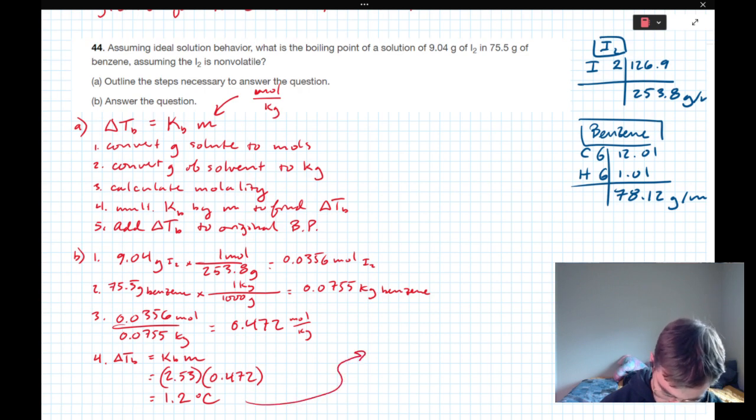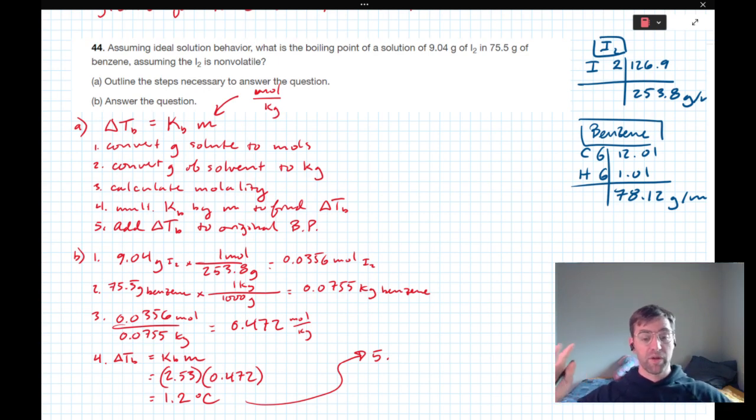Finally, if you can't remember whether to add or subtract it from a boiling point or a freezing point, remember that the colligative properties expand the liquid phase. So boiling points will get higher in temperature and freezing points will get lower in temperature so that the liquid phase is in a greater span, a greater absolute value of temperatures.